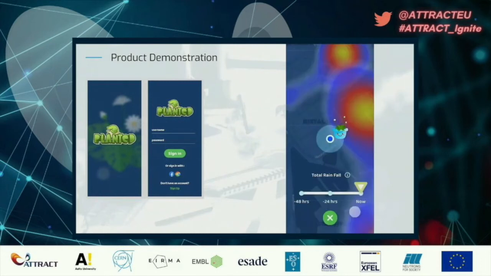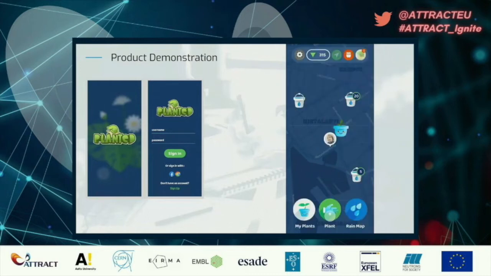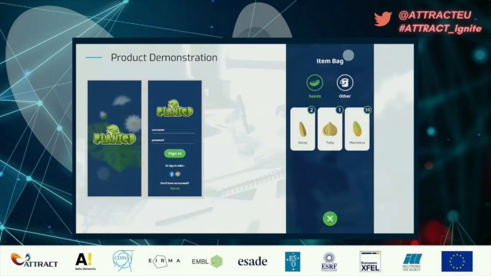From here, we will take a look at the rain map. This is where the technology that's provided by SkyEcho is provided in an accessible manner to the users. The users are shown high-resolution rainfall data from 2 days in the past and are able to notice how the plants have been interacting with this rainfall data.